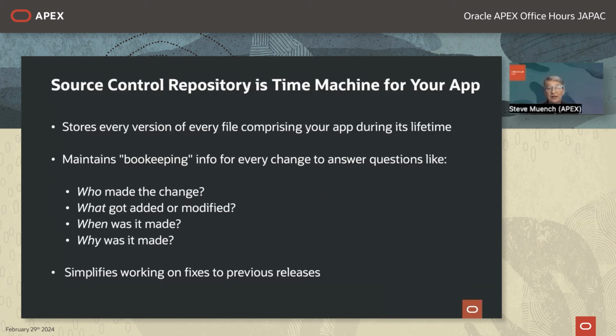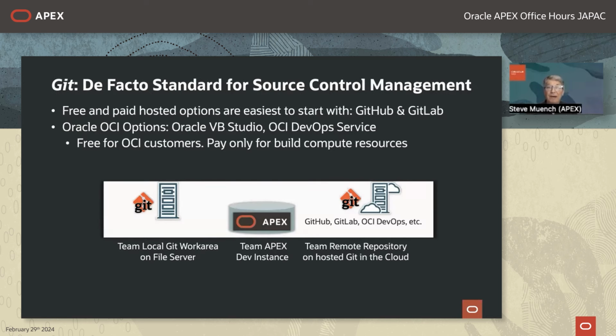And so storing the application definition files in the source control allows you to answer questions much more easily of who made a change, what got changed, when it got made, and why was that change made, assuming your developers always associate a useful message with each time they make changes to the product. So Git is probably the de facto standard, although there are other source control systems like Subversion and others that are popular. I'd say Git is probably the most popular at the moment. There are free and paid hosted options, both outside of Oracle as well as on the Oracle Cloud for that.